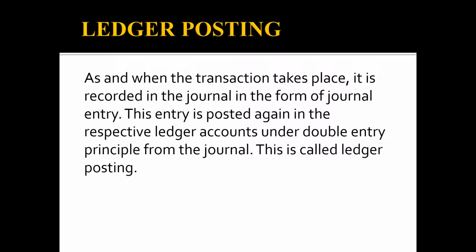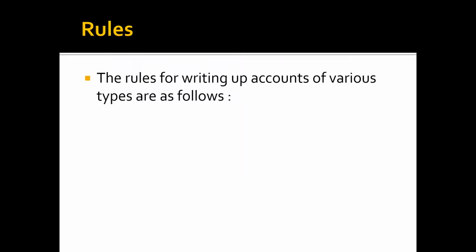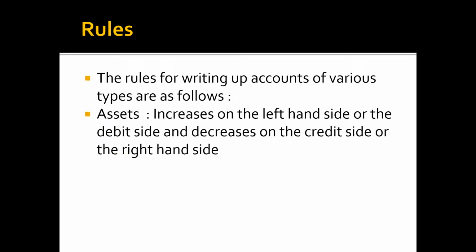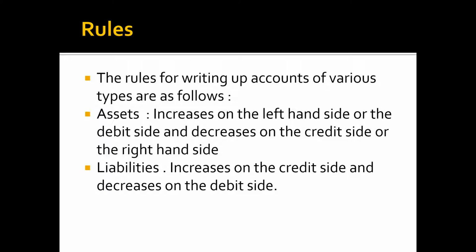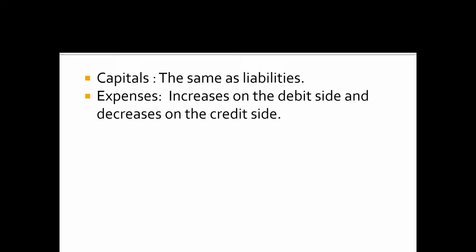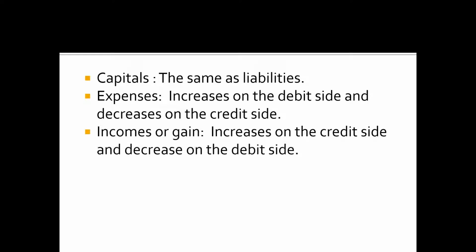Now let's have a glimpse over the rules for writing up accounts of various types. Assets increase on the left hand side or debit side and decrease on the credit side or the right hand side. Liabilities increase on the credit side and decrease on the debit side. Capital is the same as liabilities. Expenses increase on the debit side and decrease on the credit side. Incomes or gains increase on the credit side and decrease on the debit side.